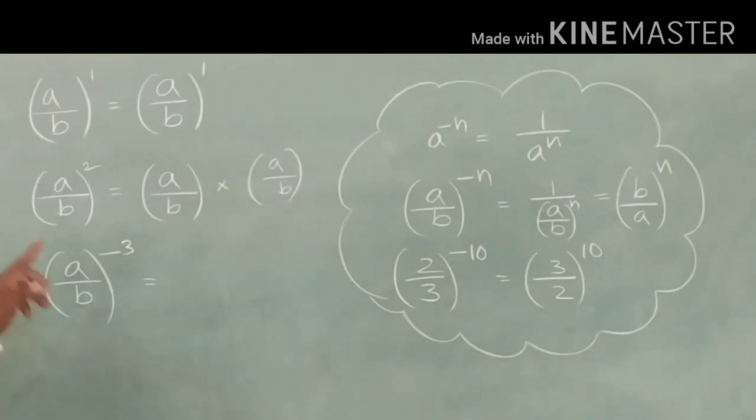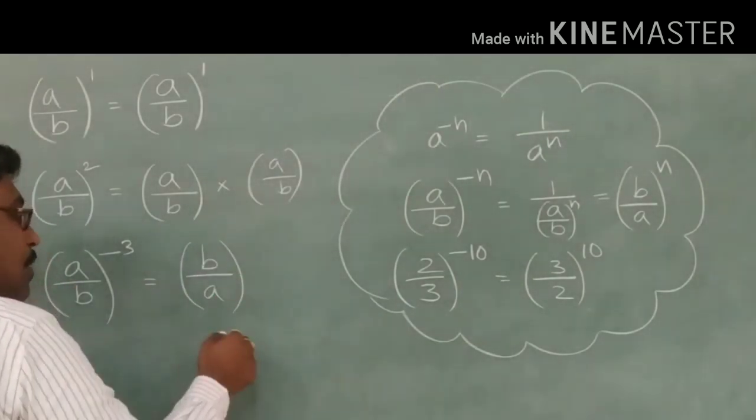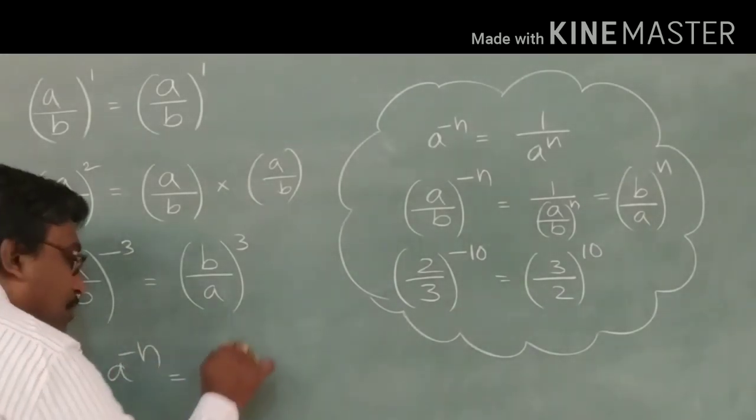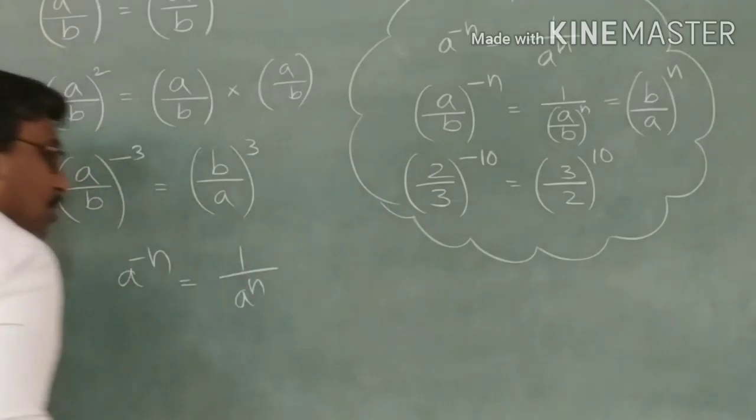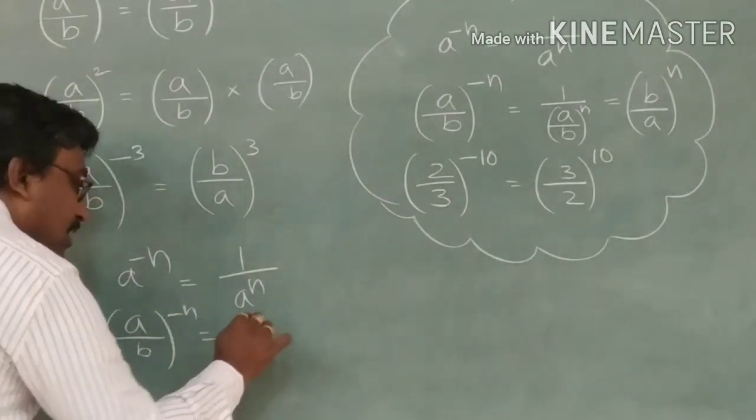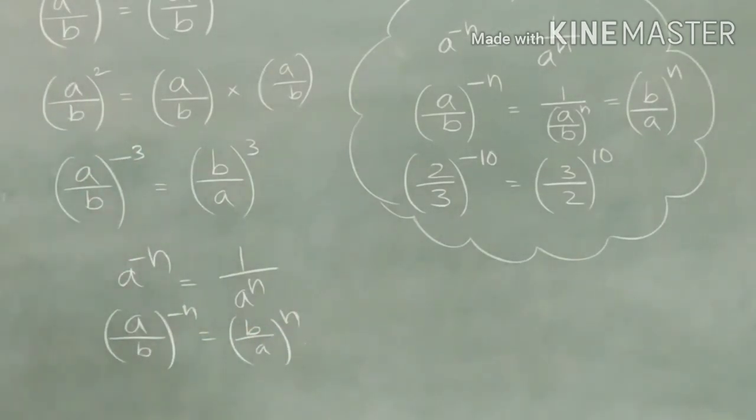Then the same formula if you apply here, it is (b/a) to the power of plus 3. So when you get a negative power, you should take the reciprocal of its base. That's why it's a reciprocal formula. a to the power of minus n is equal to 1 by a to the power of n. (a/b) to the power of minus n is equal to (b/a) to the power of n. Okay, we will discuss some examples.